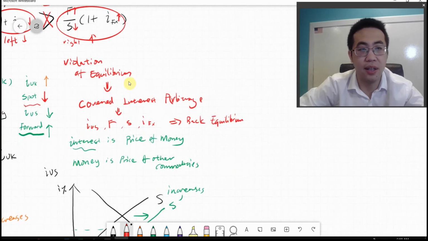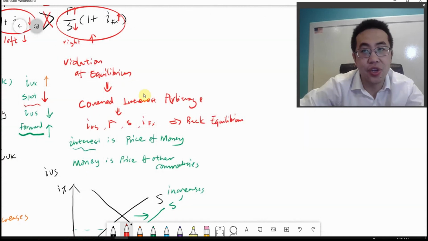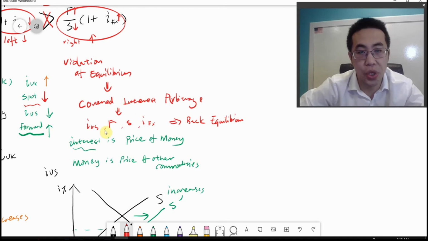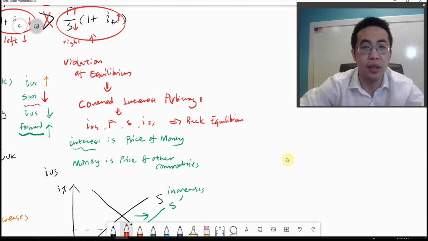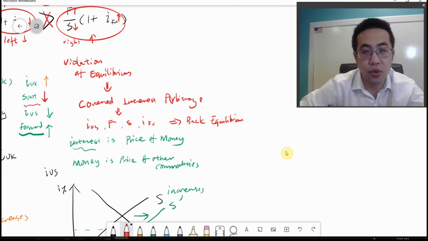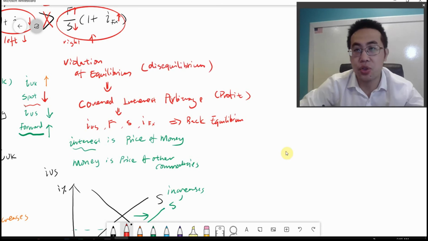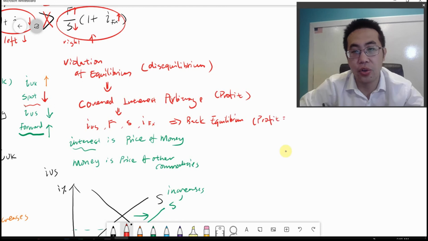If there is a violation of the equilibrium, either the right-hand side gets greater or the left-hand side gets greater, then there will be covered interest arbitrage, and then these forward rates will get affected and eventually push the situation back to equilibrium. The reason people do arbitrage is because there is a profit from the violation of equilibrium, also known as disequilibrium. And if you keep trading more and more, then there are fewer and fewer profit opportunities until the profit from the arbitrage becomes zero, and this is an equilibrium situation again.